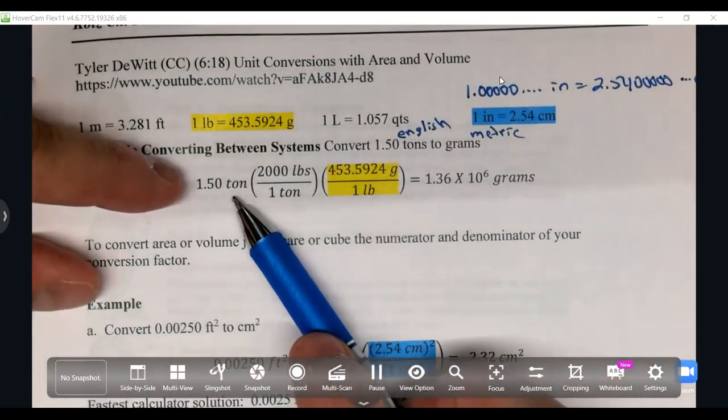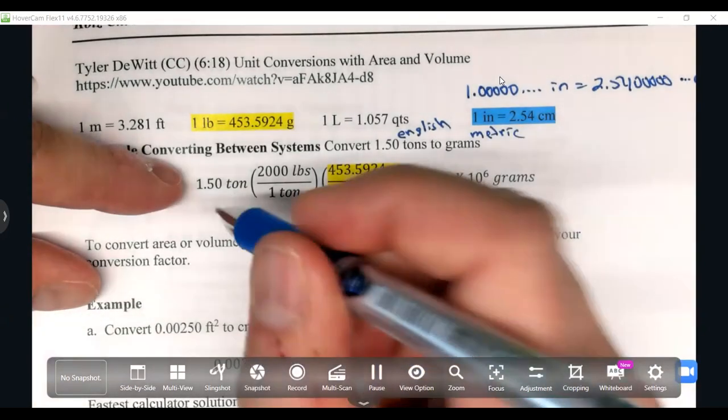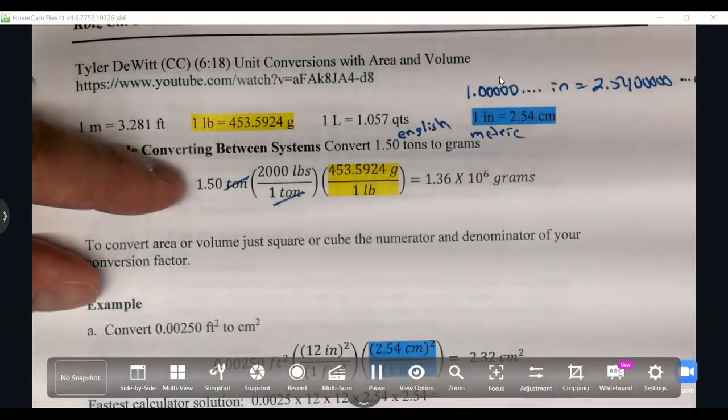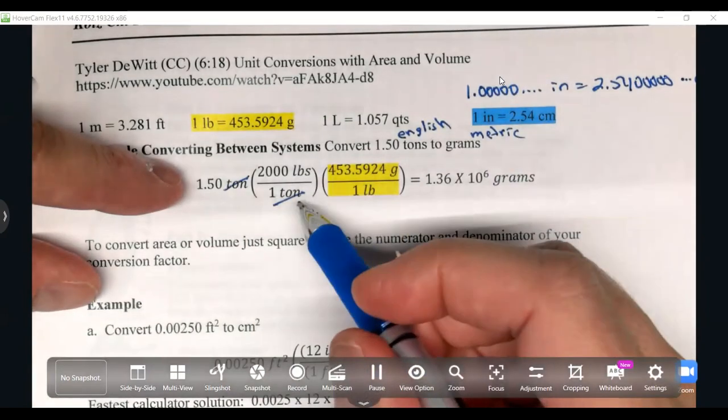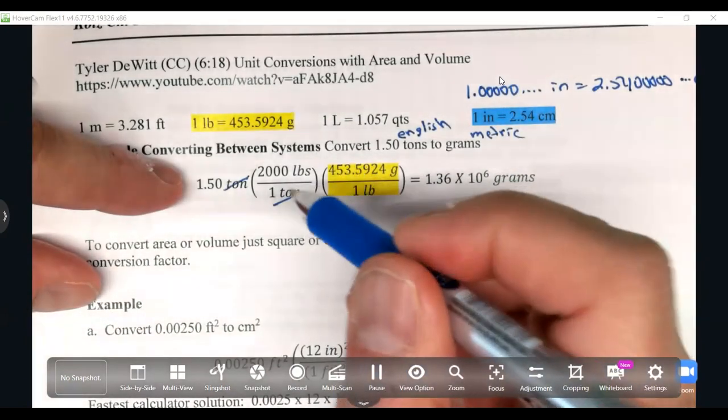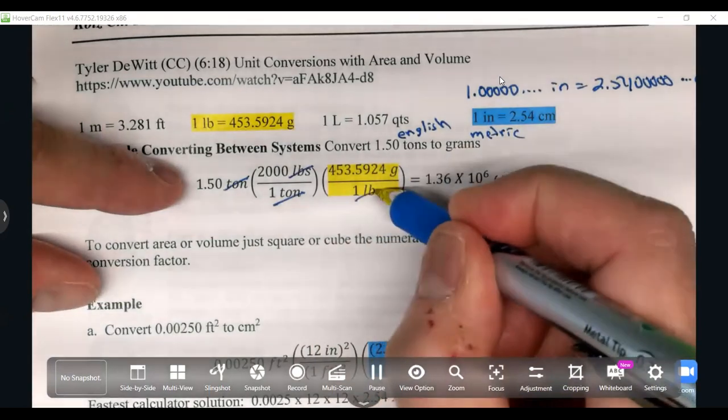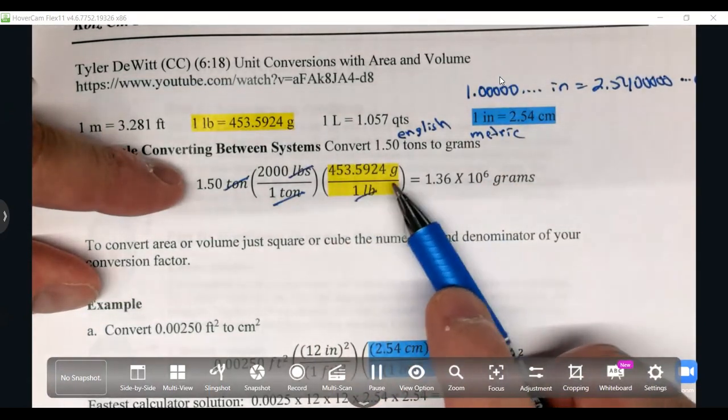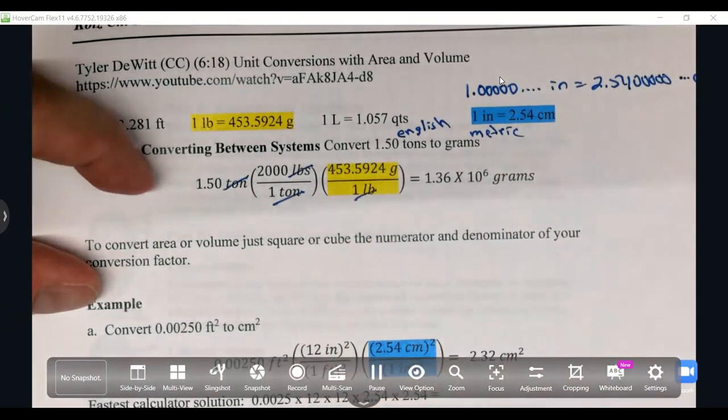If we're converting 1.5 tons to grams, we're going to eliminate tons because 1 ton is 2,000 pounds. And then pounds to grams. This is English to metric, right? English to metric.